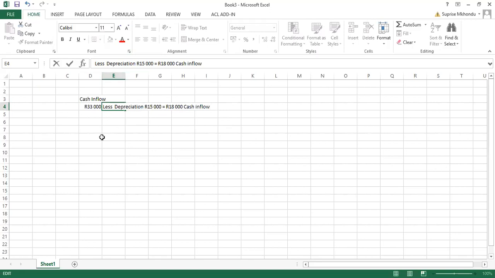So now this 18,000 will be for the next 8 years. Year one to the next 8 years is 18,000. Then we multiply by the PV factor for 8 years.